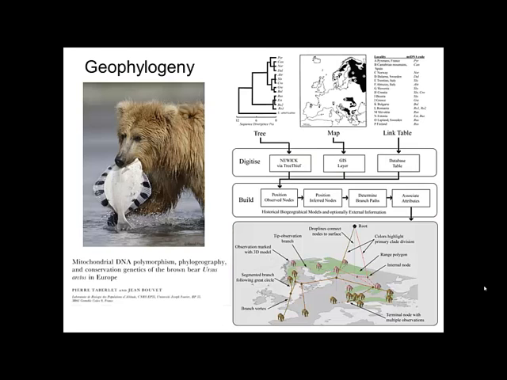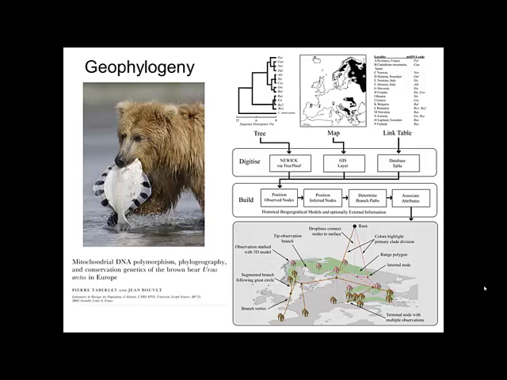So this is what I do. By the way, map tangle was a word I invented. Geophylogeny is a word I invented. These are my two claims to fame, and I'm hoping one day geophylogeny will actually end up in the Oxford English Dictionary, and then I can die.